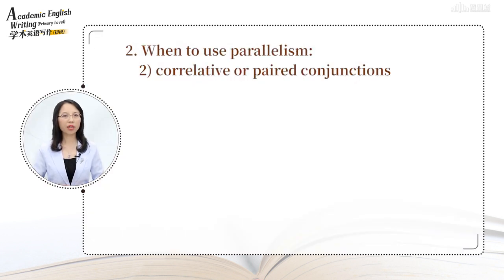2. Parallelism is used with correlative or paired conjunctions. If sentences have paired conjunctions such as both...and, either...or, neither...nor, and not only...but also, use parallel structure. Look at the following sentences.